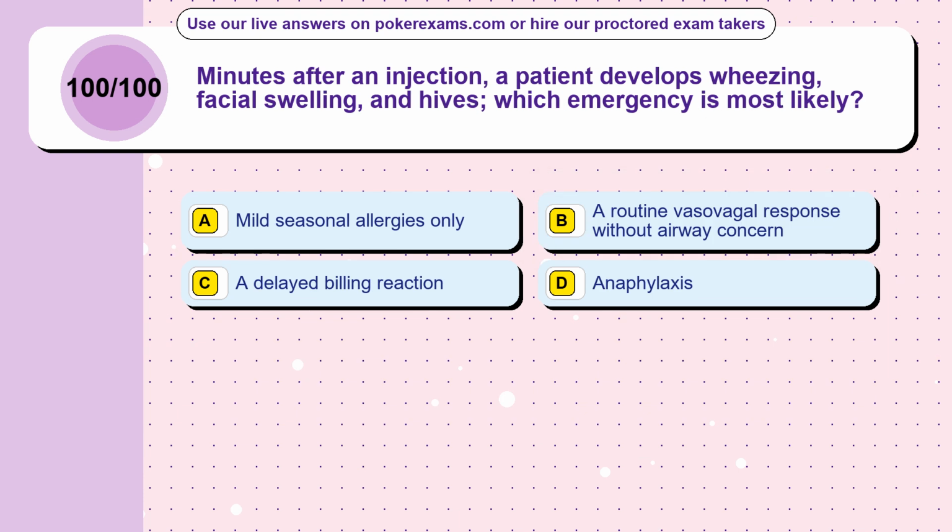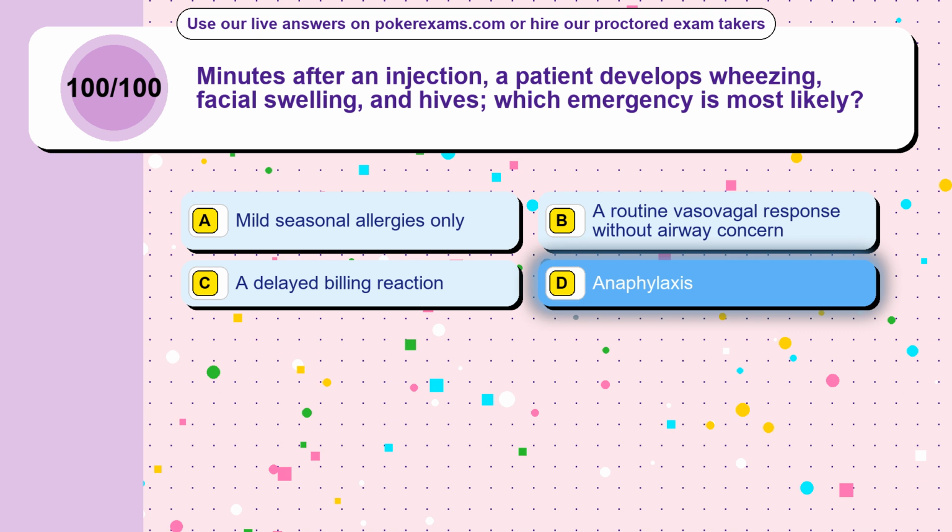Question 100. Minutes after an injection, a patient develops wheezing, facial swelling, and hives. Which emergency is most likely? Option A. Mild seasonal allergies only. Option B. A routine vasovagal response without airway concern. Option C. A delayed billing reaction. Option D. Anaphylaxis. The correct answer is option D.